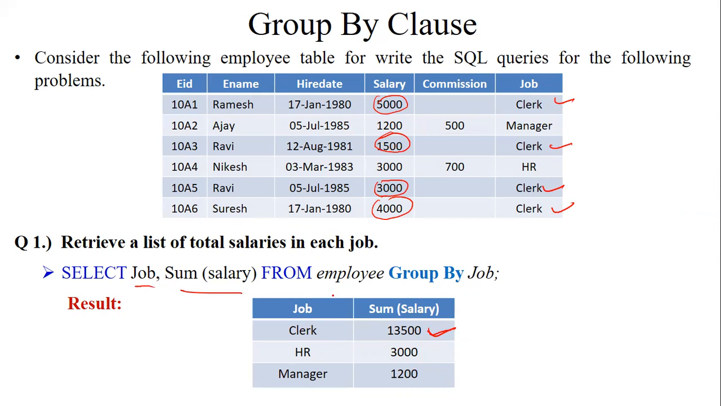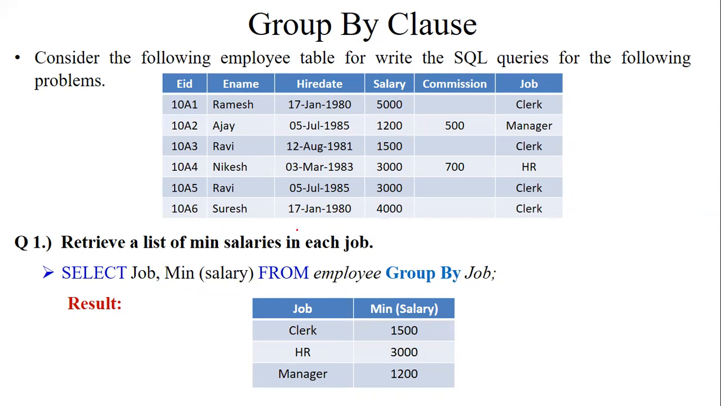So you can specify job, sum salary from employee group by job. Is it okay ना? HR में सिंगल ही आ रहा है, मैनेजर में एक ही है तो एक ही आ रहा है. Yes, sir. Next, you have to retrieve a list of minimum salary in each job, so you can apply directly minimum salary.